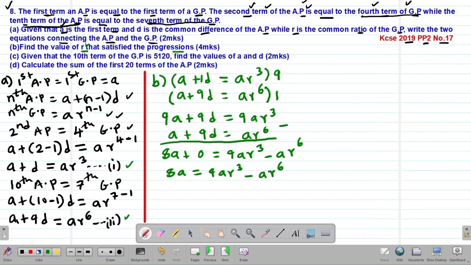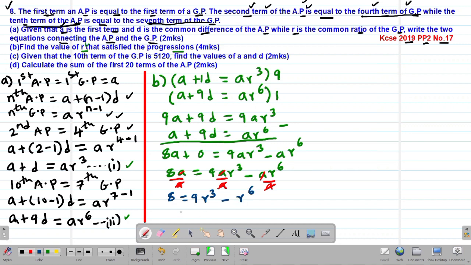But we realize that A is common in all the terms. Therefore, I can reduce the equation by dividing through by A. I also divide through by A, so that A and A will cancel out, in every term. So I'm going to remain with this equation. So I'm remaining with 8 being equal to 9R cubed, then, of course, minus R to the power of 6.